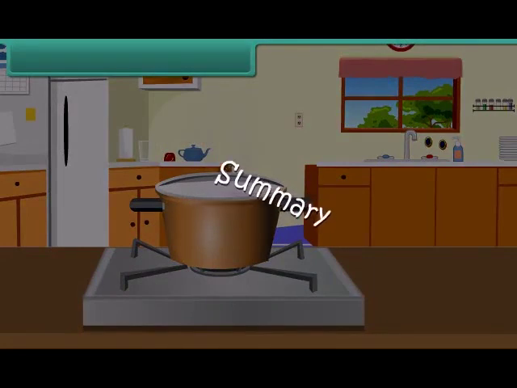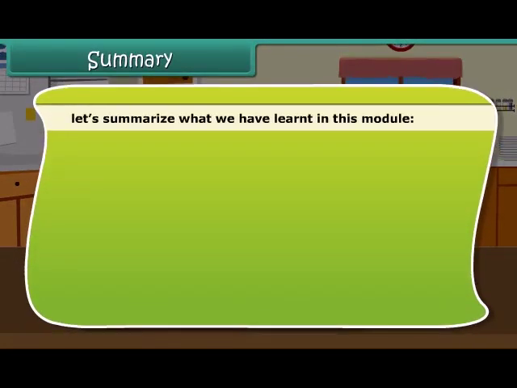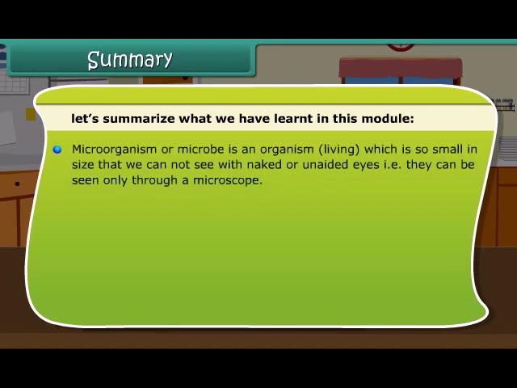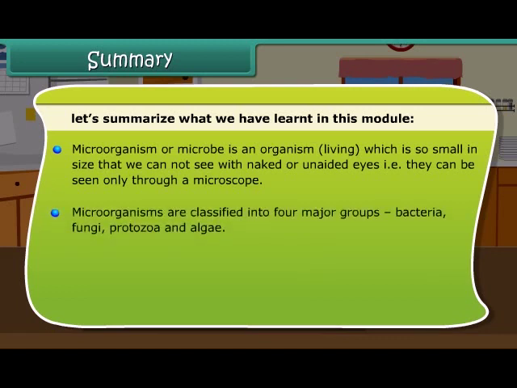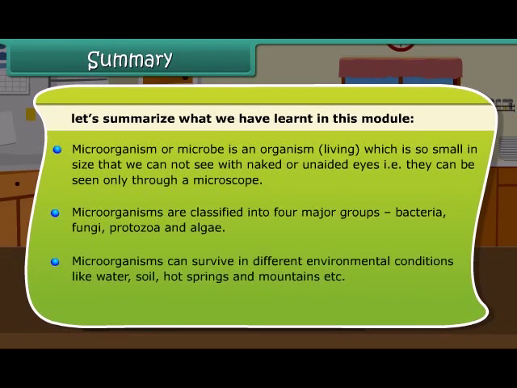Summary. Friends, let us summarize what we have learned in this module. Microorganism or microbe is a living organism which is so small in size that we cannot see it with naked or unaided eyes; that is, it can be seen only through a microscope. Microorganisms are classified into four major groups: bacteria, fungi, protozoa, and algae. Microorganisms can survive in different environmental conditions like water, soil, hot springs, and mountains, etc.